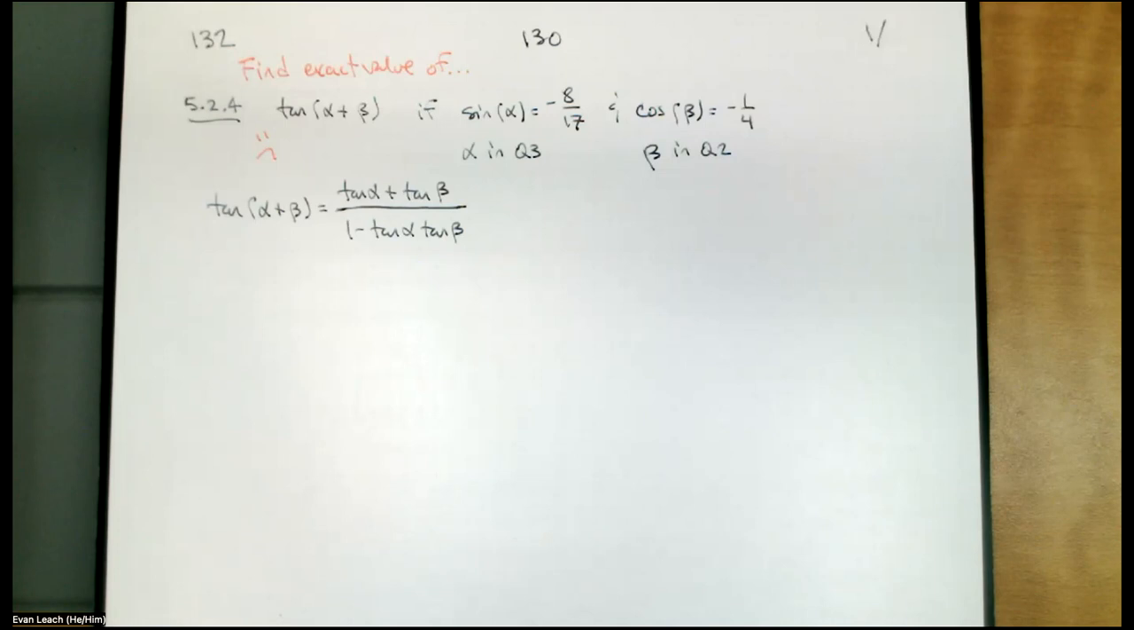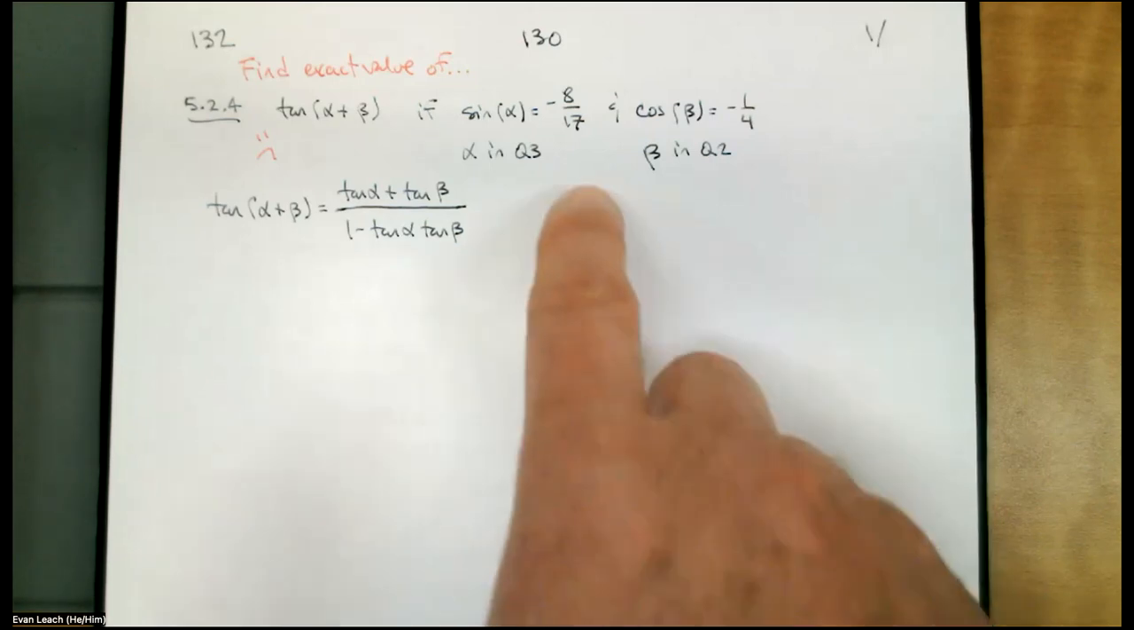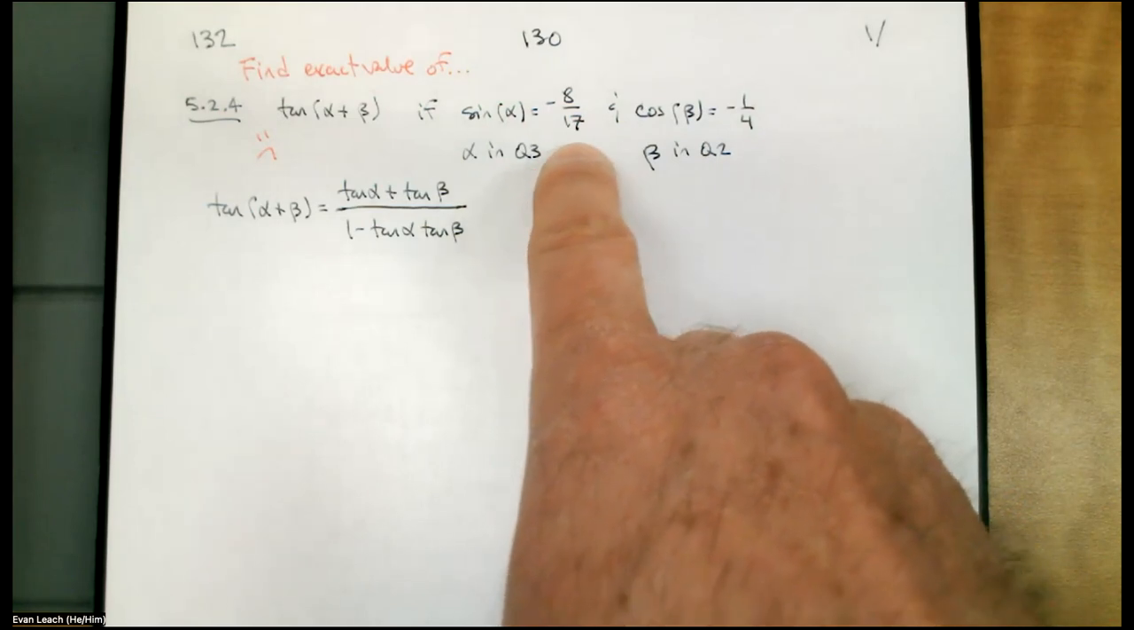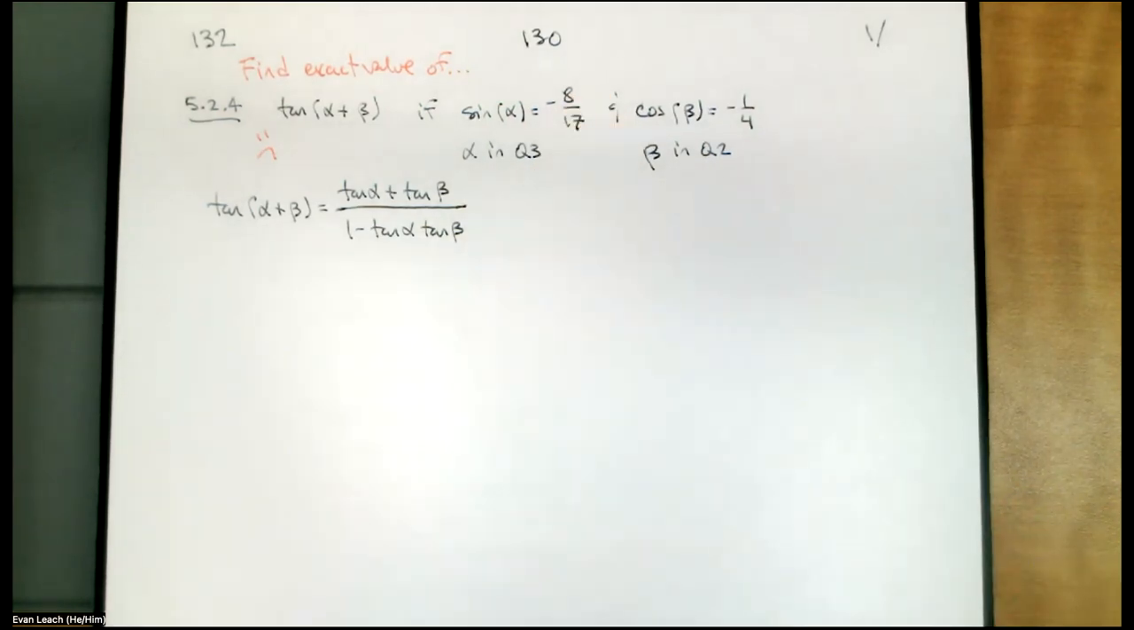The point is, I've only got sine of alpha, and I need tangent of alpha. I've got cosine of beta, but I need tangent of beta. So we know that sine and cosine are related, but sine and tangent has that cosine in between. If I want to use sine divided by cosine equals tangent, I'll need to know the cosine of alpha. So we're going to draw a triangle that fits this description, not with the negative part, although we can. We're going to have alpha in quadrant 3, but we're going to worry about the 8/17. We're going to treat 8 as opposite and 17 as hypotenuse.